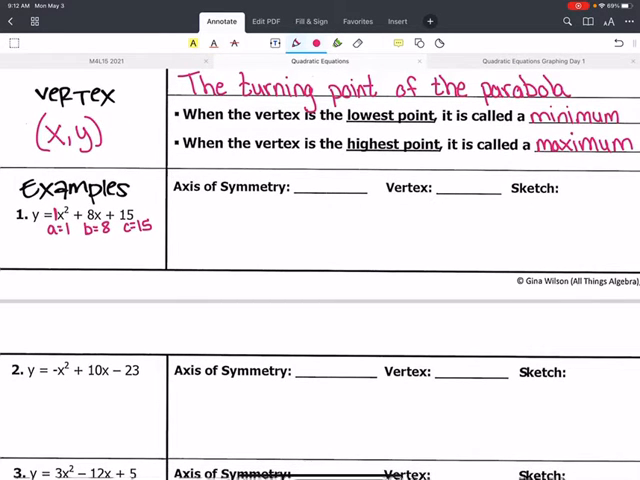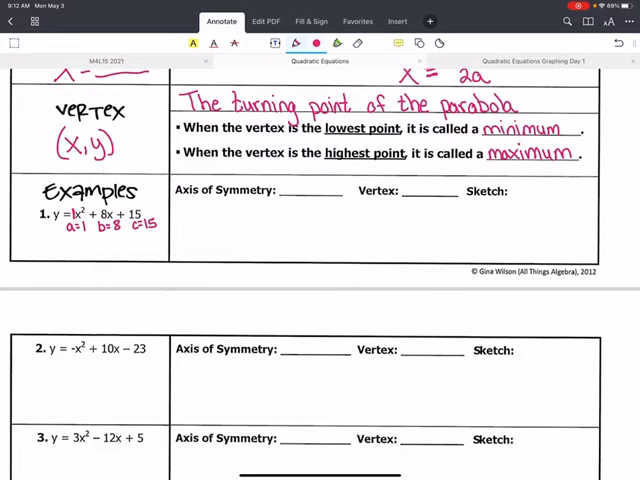So first of all, is this going to open up or down? Is it a smiley face or a frowny face? Well, a is 1. That's positive. So it's going to open up. So I'm going to sketch a parabola opening up down there at the end.